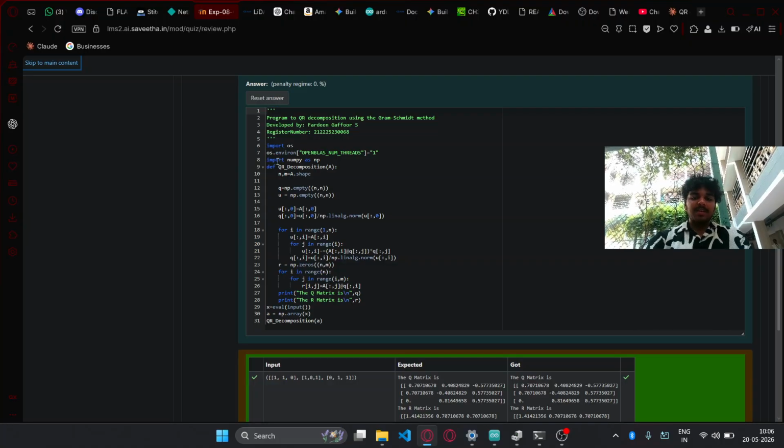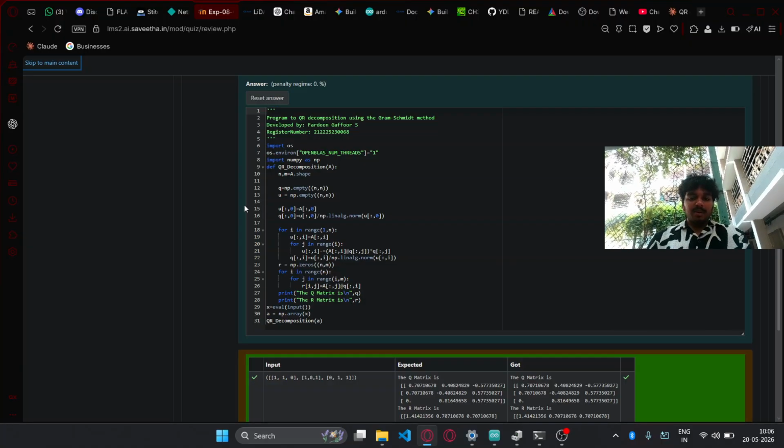mathematical functions. The heart of the program is the function QR decomposition, which takes matrix A as its input. The first thing we do is read the shape of A, extracting n, the number of rows, and m, the number of columns. We then initialize two empty matrices of size n by n, one called U to hold our intermediate working vectors and the other called Q, which will eventually become our final orthogonal matrix.